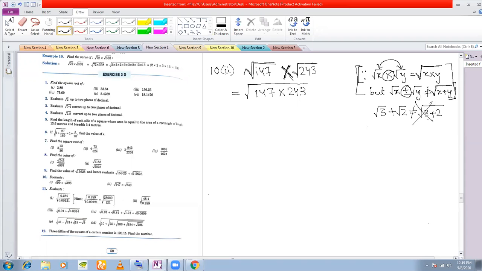This is wrong. I cannot write. But if I have root 3 into root 2, I can write this as root over 3 into 2, equal to root 6. Please remember.